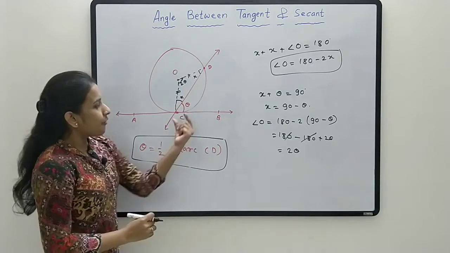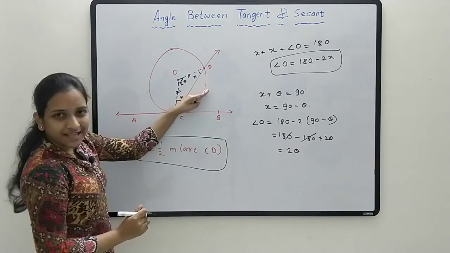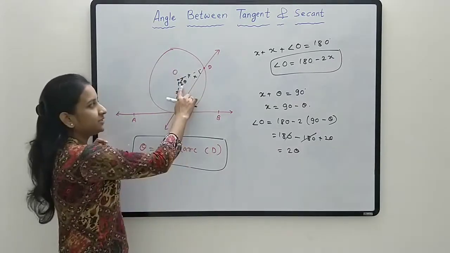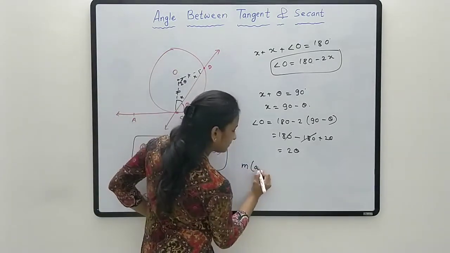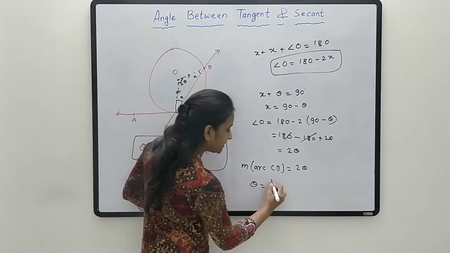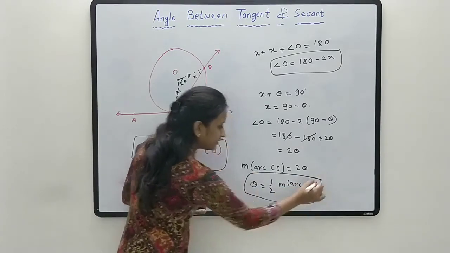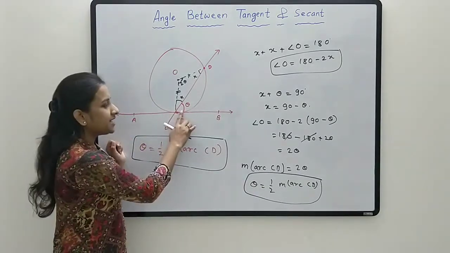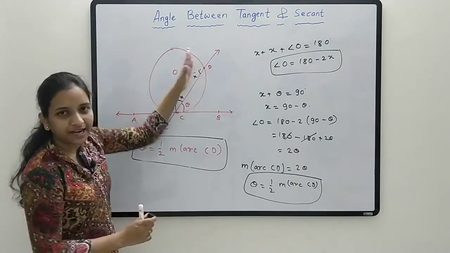Okay. Now, what is the measure of this arc? The measure of arc CD is nothing but the angle subtended by this arc at the center, that is 2 theta. So the measure of arc CD is equal to 2 theta, right? Then theta is equal to half of this, right? Theta is equal to half of the measure of arc CD. So we have proved this. Fine. Understood the theorem? See, the angle between tangent and secant is equal to half of the measure of the intercepted arc.